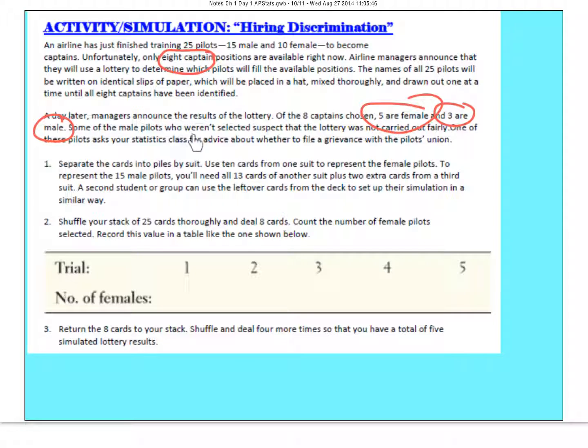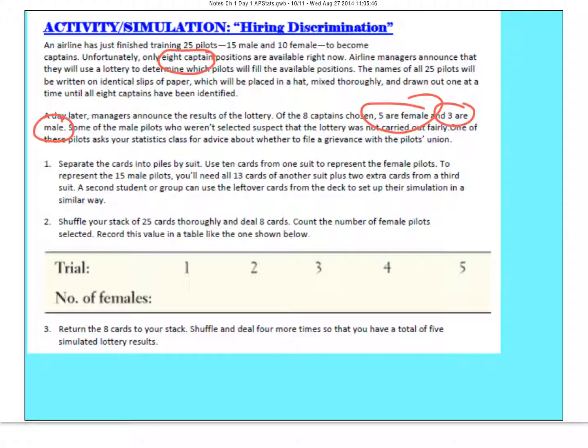Some of the male pilots who weren't selected suspected the lottery was not carried out fairly. One of these pilots asked our stats class for advice on whether he should file a grievance against the pilots' union. So how could you go about addressing this issue?